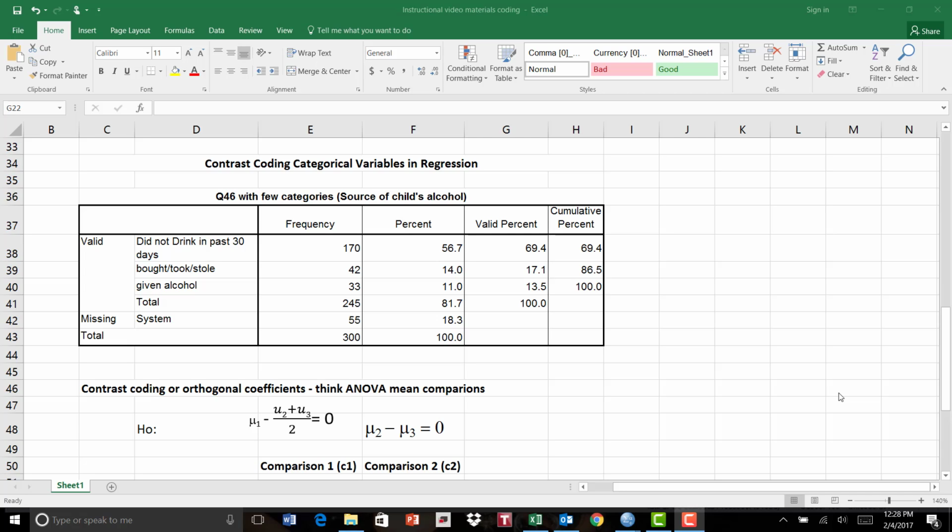like in ANOVA, when you did orthogonal polynomials. These are one and the same. So these are exactly the same as contrast coding that you may have done in a priori comparisons in ANOVA or post hoc comparisons. So same data set. After this video, we'll show you how to do these in SPSS. Again, it's exactly the same as before.